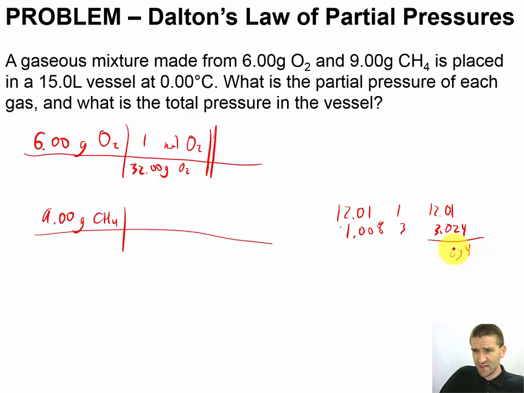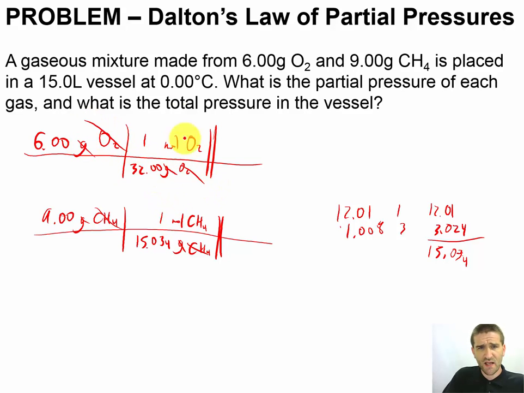So it'll be 16.042. What I'm going to do is retain that insignificant figure, and I'm just going to use the drop cap notation on that. So 15.034 grams in 1 mole of CH4, and CH4 down there as well. This is cross-canceled. That's cross-canceled. Up here we have grams cross-canceling and oxygen cross-canceling. I'll be left with moles of oxygen and moles of methane.